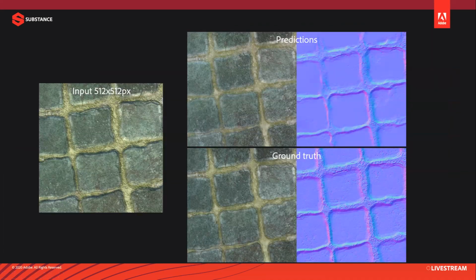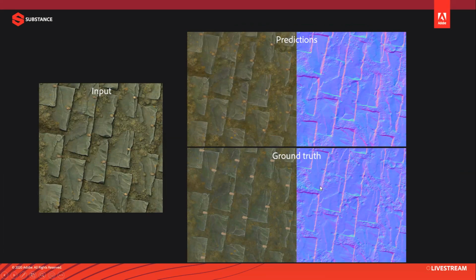After our network has been trained with all this data, this is the kind of result we get. The input here is not a picture, it's still a rendered material at the resolution of the network. And you have on the top row the prediction and on the bottom row the ground truth. So you can see it's not totally perfect, but it is realistic enough so that we can continue the process.